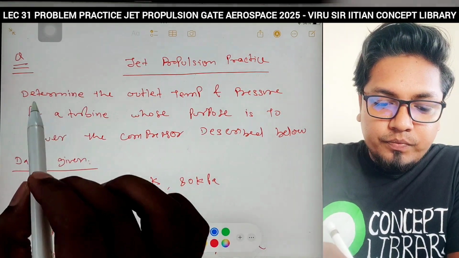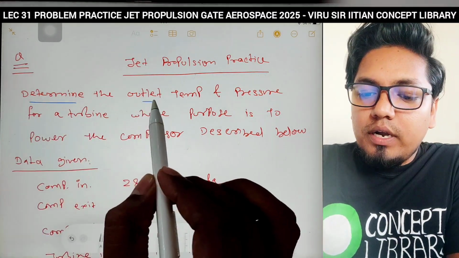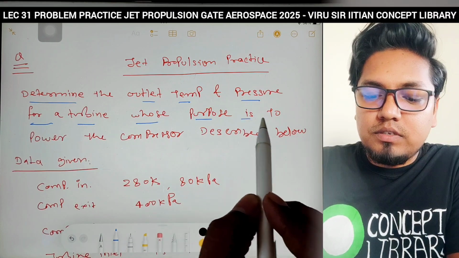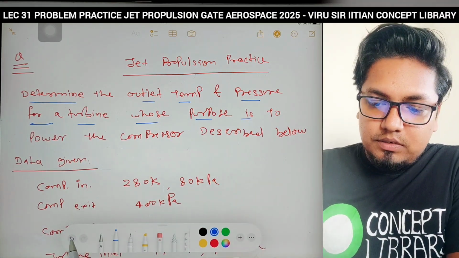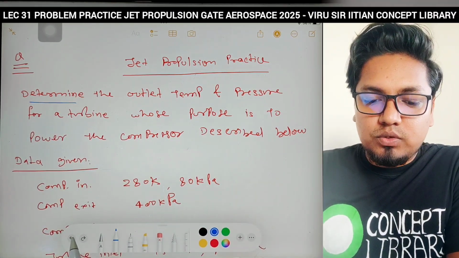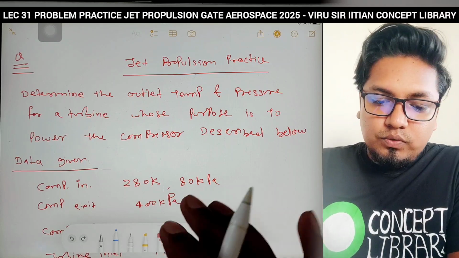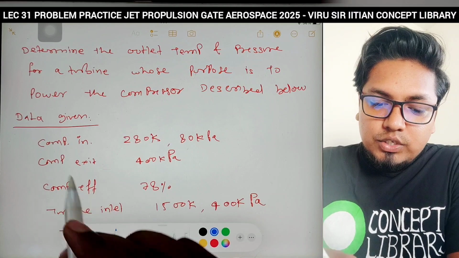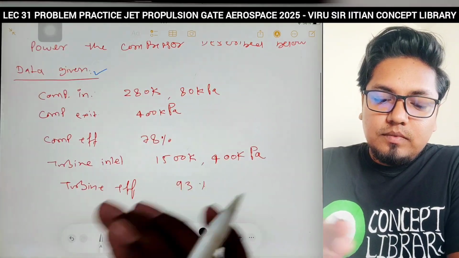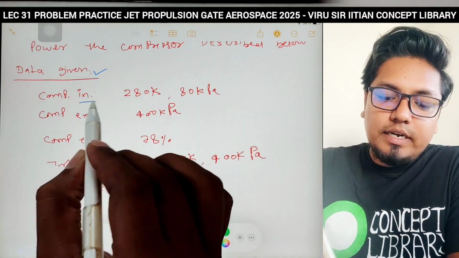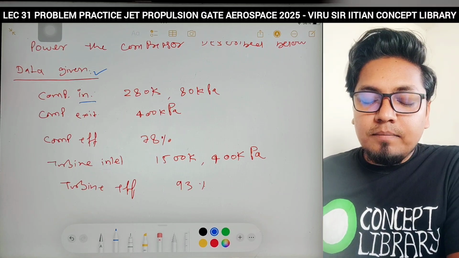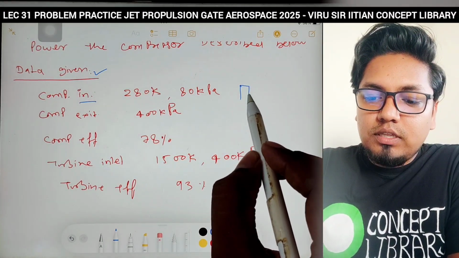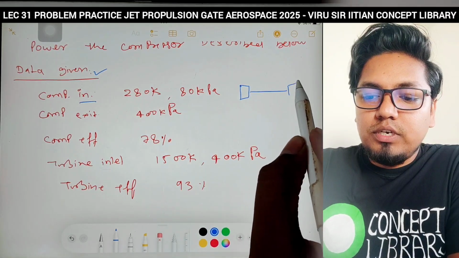So the question says, determine the outlet temperature and pressure for a turbine whose purpose is to power the compressor. So it means I have to run the compressor, so I need a turbine. We have to find out the exit conditions of the turbine. Data is given: compressor inlet data is 280 Kelvin and 80 kilopascal. You know that to run the compressor you need a turbine.